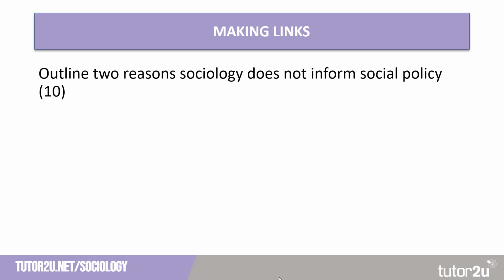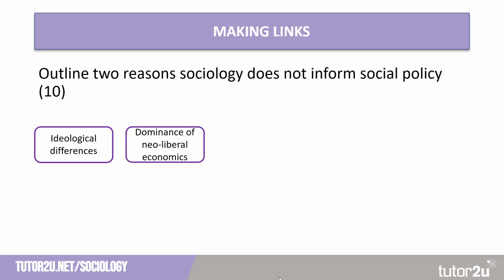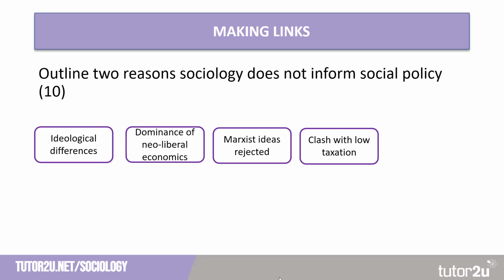So we're going to pick out 2 reasons why sociology does not inform social policy, and we're going to make the links between them. So we've started here with ideological differences and the dominance of neoliberal economics. So we've explained that social policy is often formed by those who favour neoliberal economic policies. This means ideas of certain groups of sociologists, and we've used the example of Marxists here, are rejected because of the ideological clash between neoliberalism and Marxism.